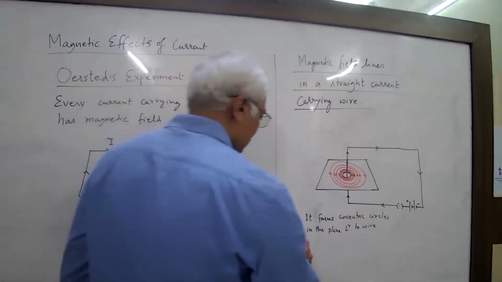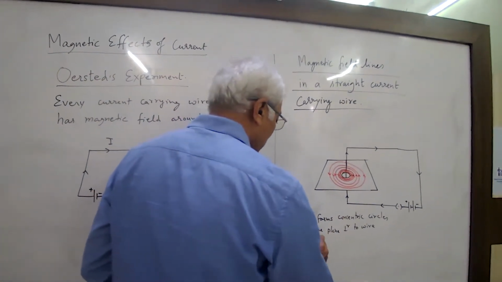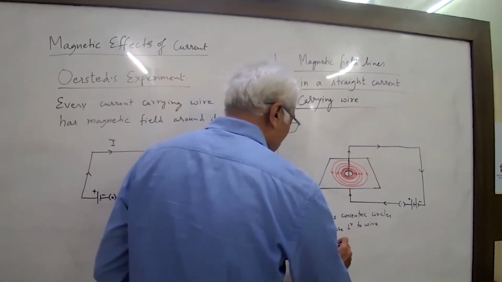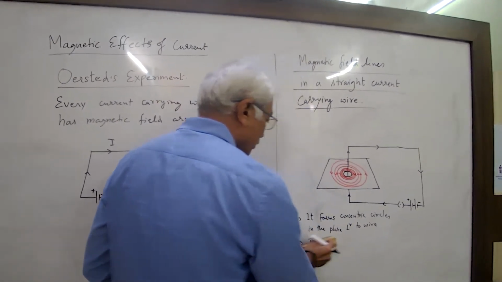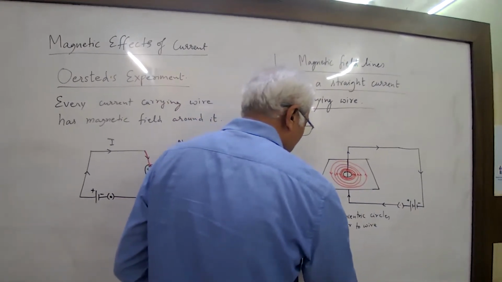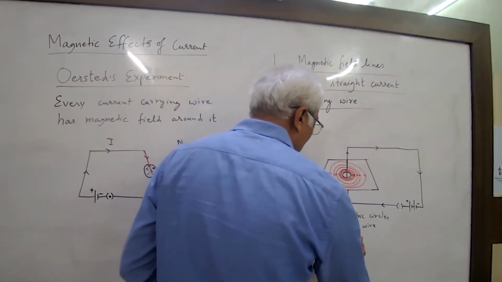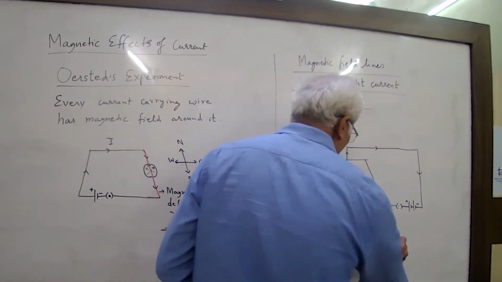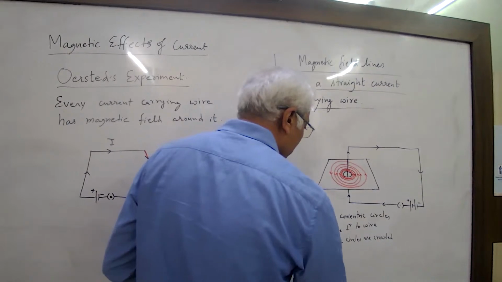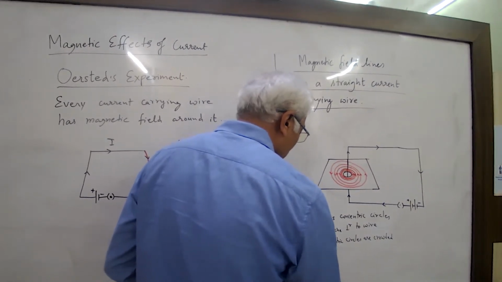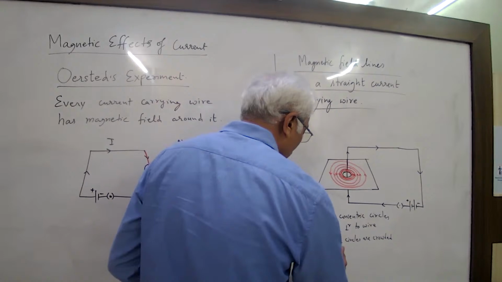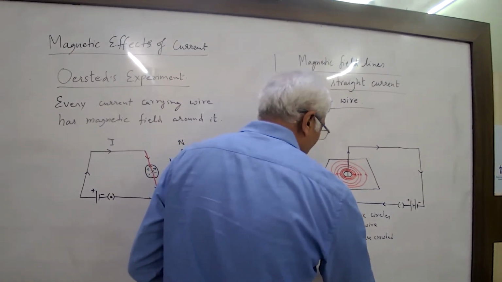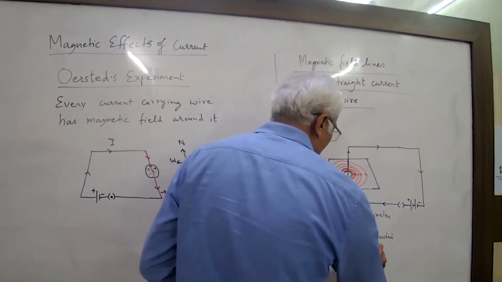Second observation is the circles or field lines, the concentric circles, are crowded near the wire and spaced out away from it.